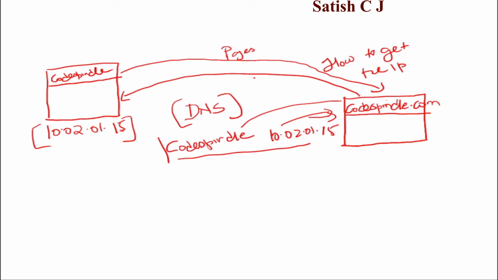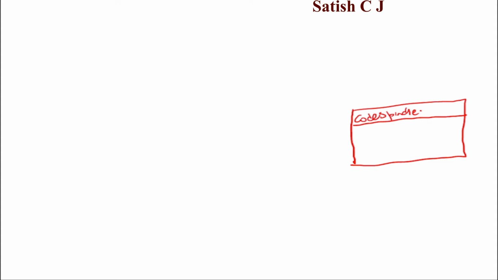So let's go to another slide. Let's start with this process. So I have my browser here, and let's take an in-depth look on how this DNS query gets resolved. So I'm going to type codespindle.com. So this is the address I'm typing. So once when I want to access this domain, I want the IP address for this domain. So for this, the very first thing my system is going to do is it's going to contact a DNS query resolver.